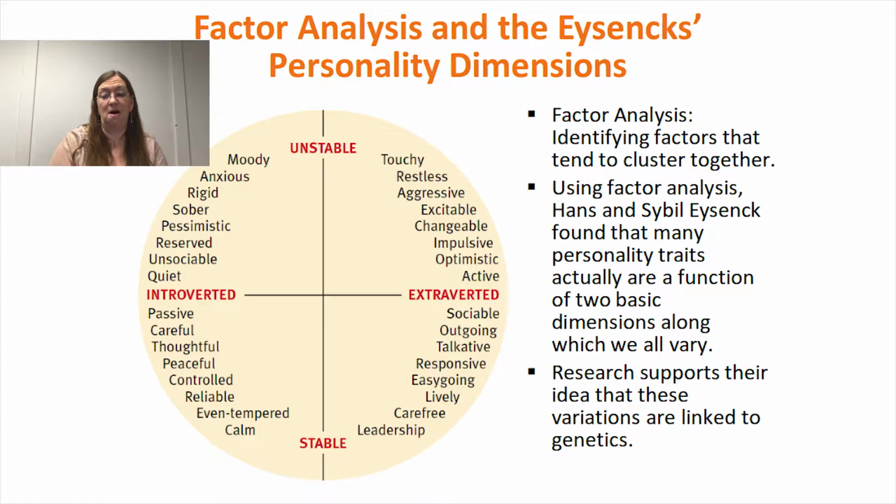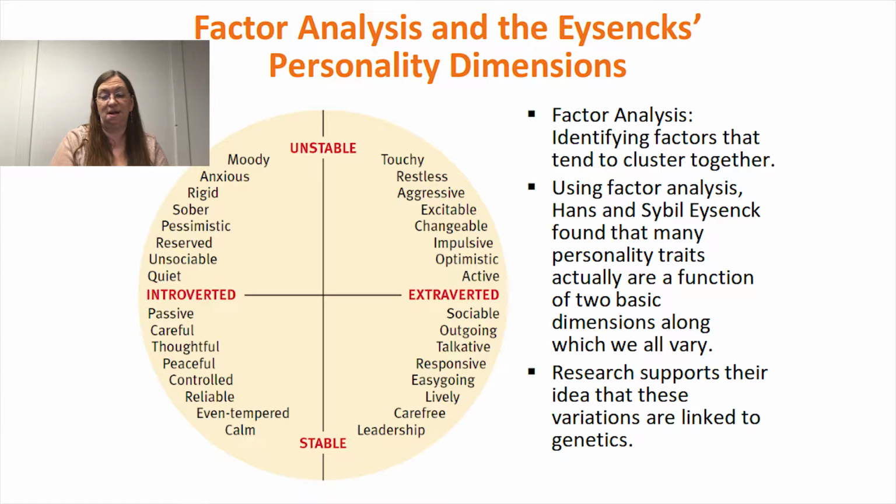Now I will say that I am mostly in the stable extroverted category. So I'm very sociable, very outgoing, very talkative, very responsive to others, very easygoing for the most part. Very lively, very carefree, and I have strong leadership skills. Now, that doesn't mean that I don't have some characteristics in some of the other areas.